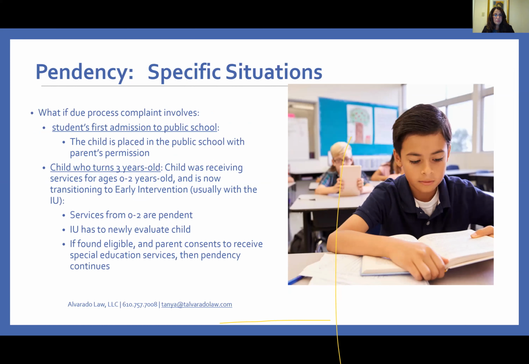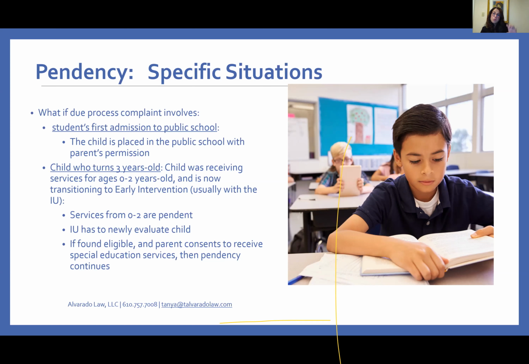Okay. If the complaint involves your child's first admission to a public school, you're trying to get your child into the public school, and if the public school says no, and I think that was hard for me to try to think of an example, but if you file for due process, then the child goes into the public school setting with the parent's permission. The idea of pendency is that you're trying not to harm the child or deprive the child of education during the time that everyone's arguing about the program.